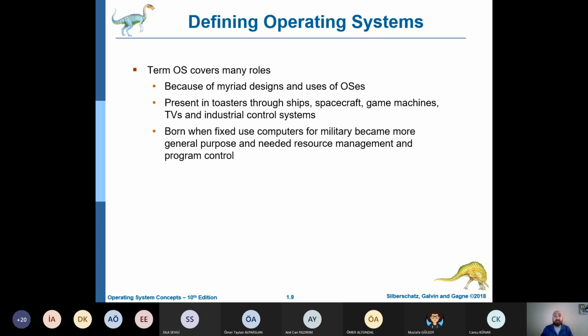So resource management and program control means we need an operating system to handle those needs, because resource management and program control are not part of the hardware. Also, they're not parts of application programs. We have to provide that interface for users to use our hardware. So for that reason, at the beginning of the operating system's history, resource management and program control meant we needed to create an operating system to handle those needs.